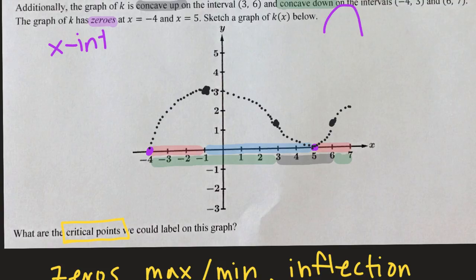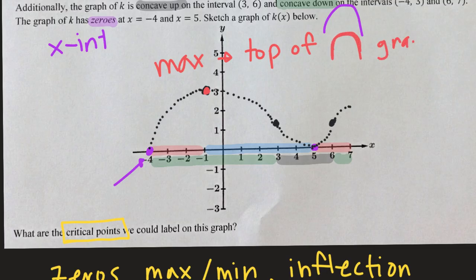Zeros, of course, is where the graph crosses your x-axis. Right? Those are pretty easy to say. There's a zero right there. Yes? Okay, so a maximum. How do you identify a maximum? Right, a peak. The maximum is like right here, right? It's at the top of a, what shape of the graph is this? It's concave down. So a maximum occurs at the top of a concave down graph. That's why we're going to have a max.